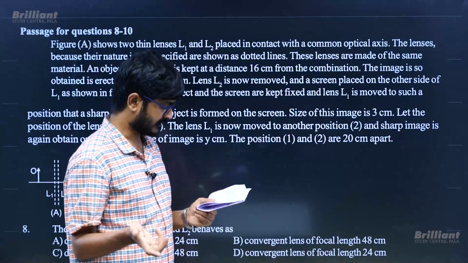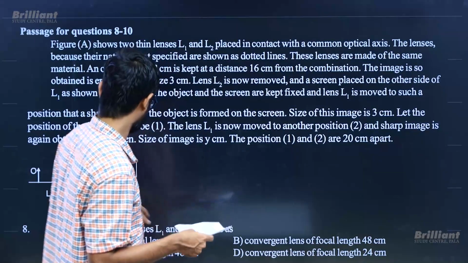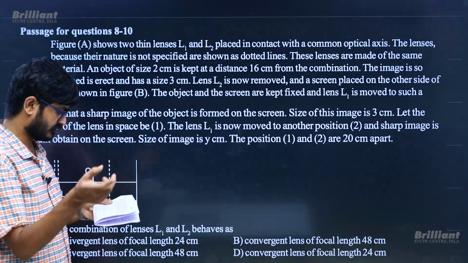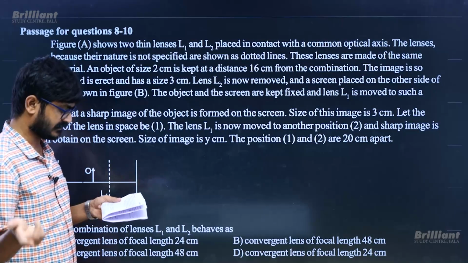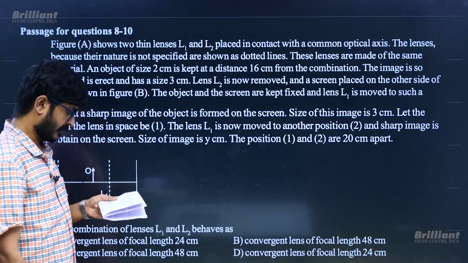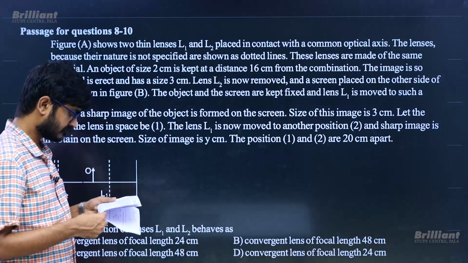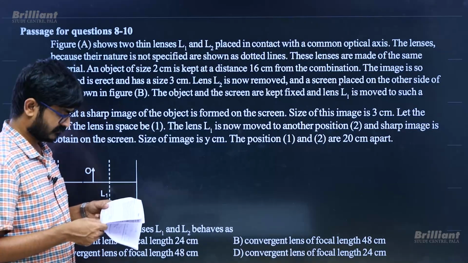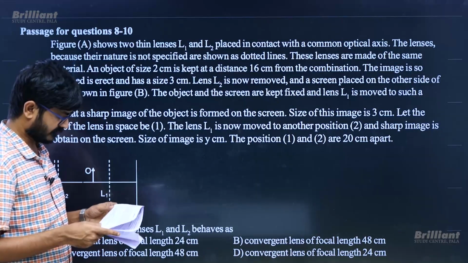And a screen is placed on the other side of L1 as shown in figure B, the second figure. The object and screen are kept at fixed distance and the lens is moved such that a sharp image is formed on the screen. Size of this image is 3 cm. Let the position of this lens be 1. The lens is now moved to another position. Sharp image is again obtained on the screen. The size of the image is 5 cm. Position 1 and 2 are 20 cm apart. So you need to find different things.